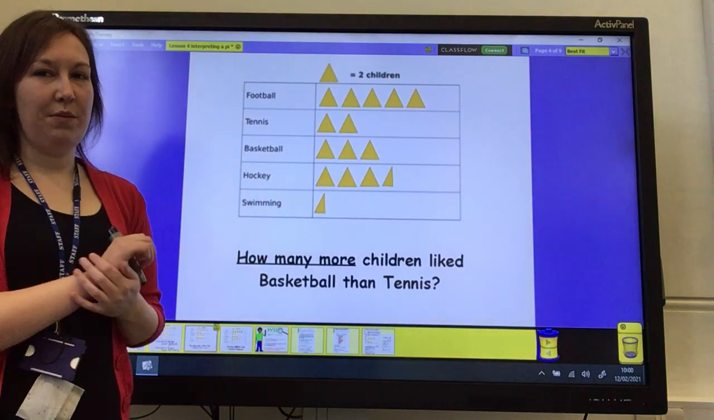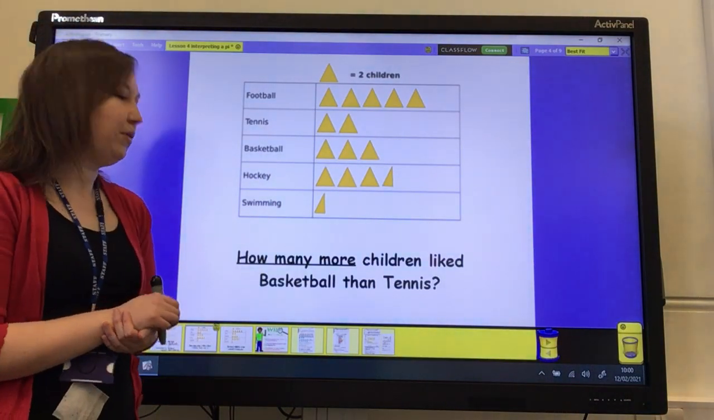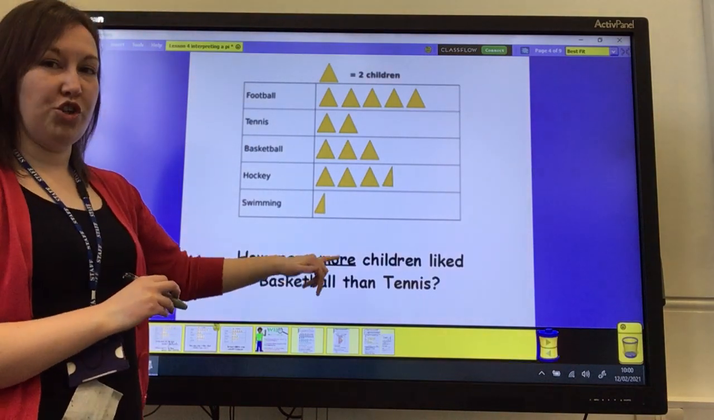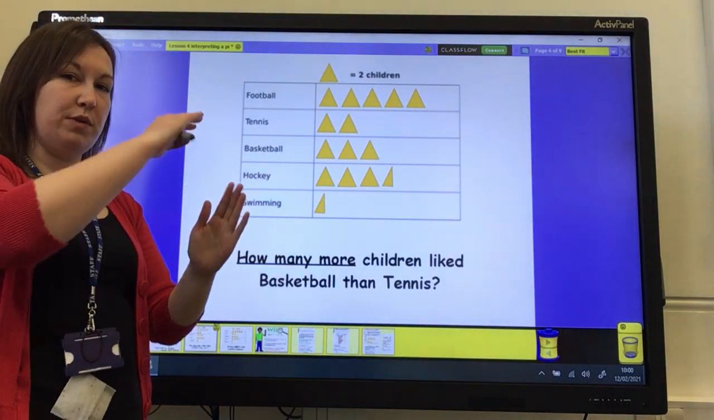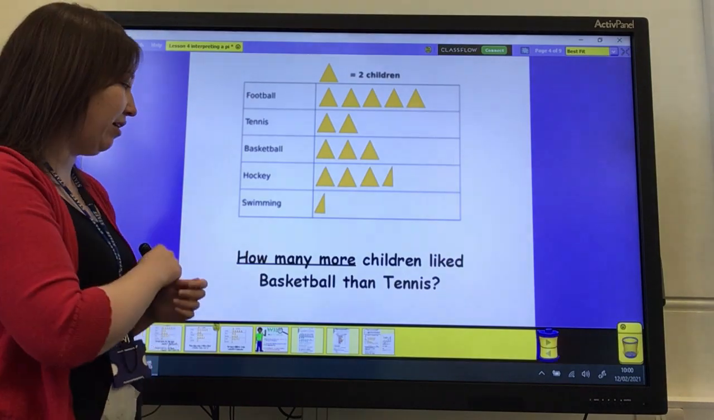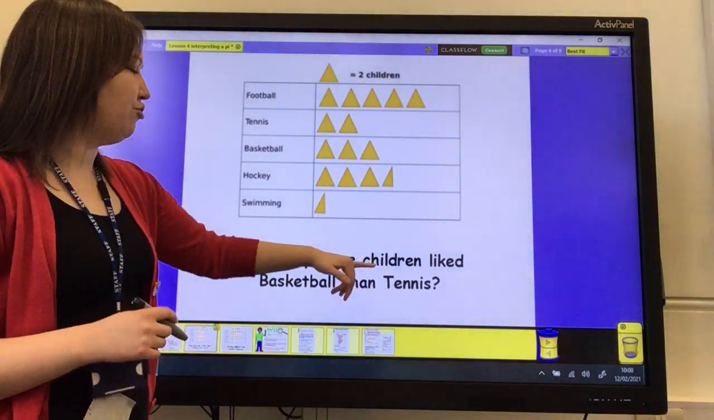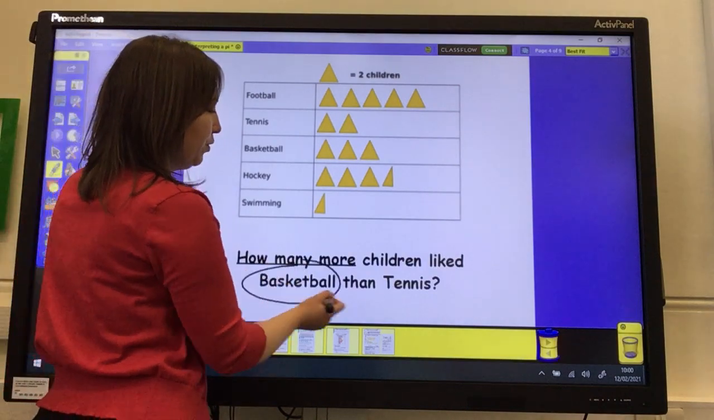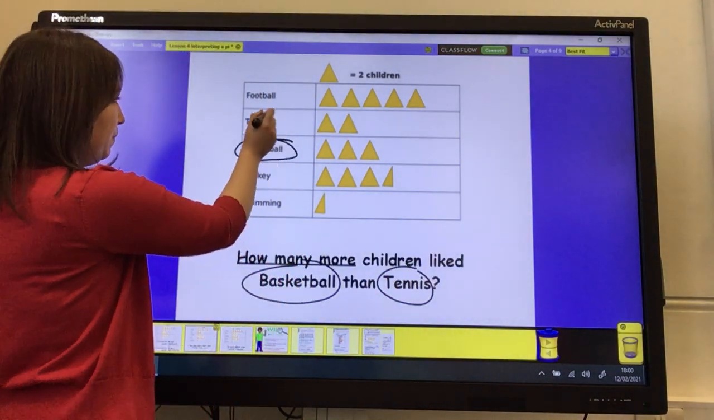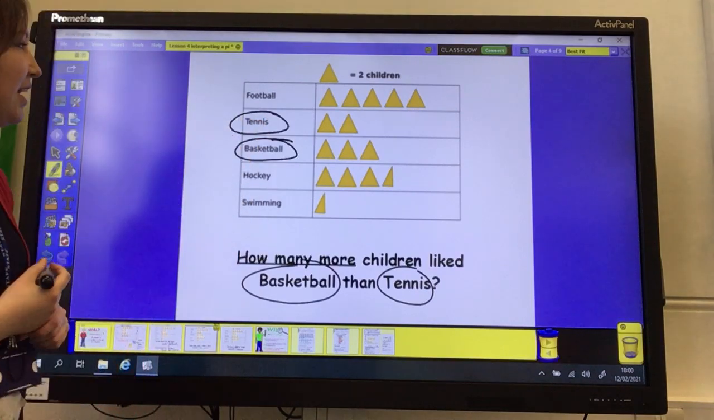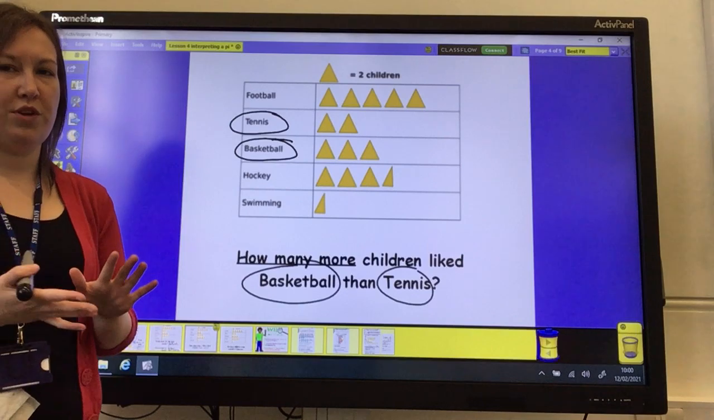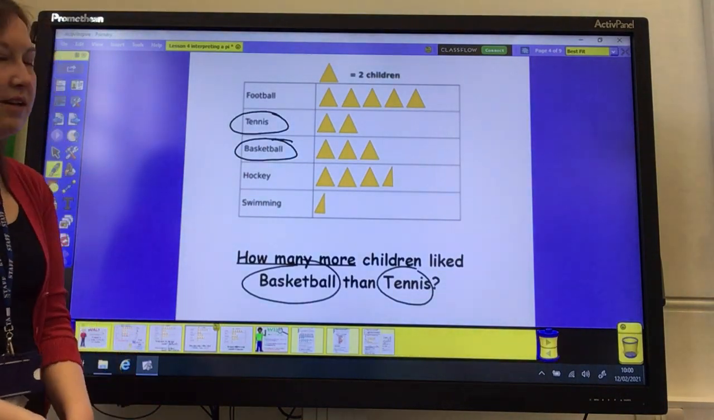Okay, this is where we're going to have to be a little bit more careful with our calculating today. So, how many more children? That's where we're finding the difference between one category and another. We did that yesterday by drawing a line. How many more children liked basketball than tennis? So there's basketball and there's tennis. Maybe pause the video here while you have a go at working out the answer.